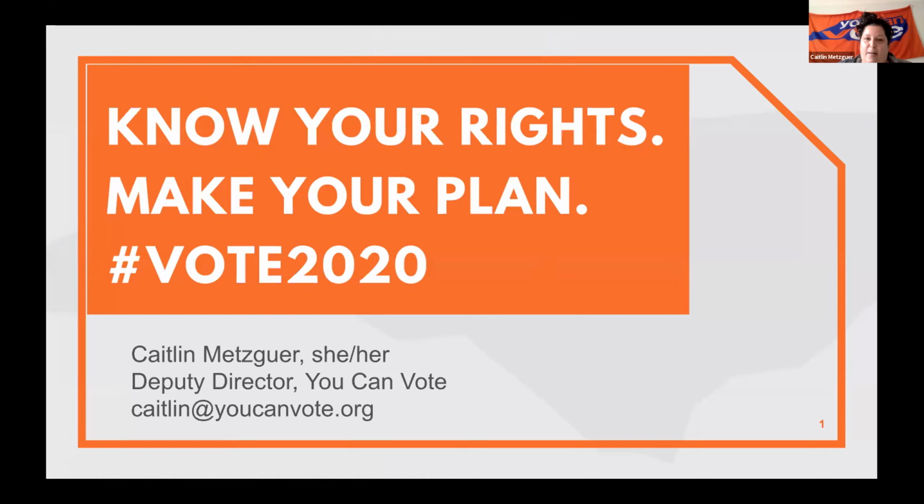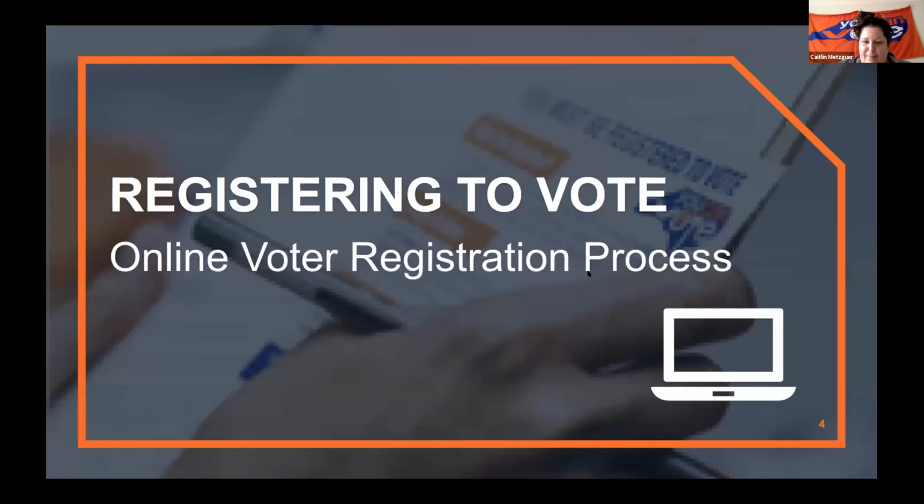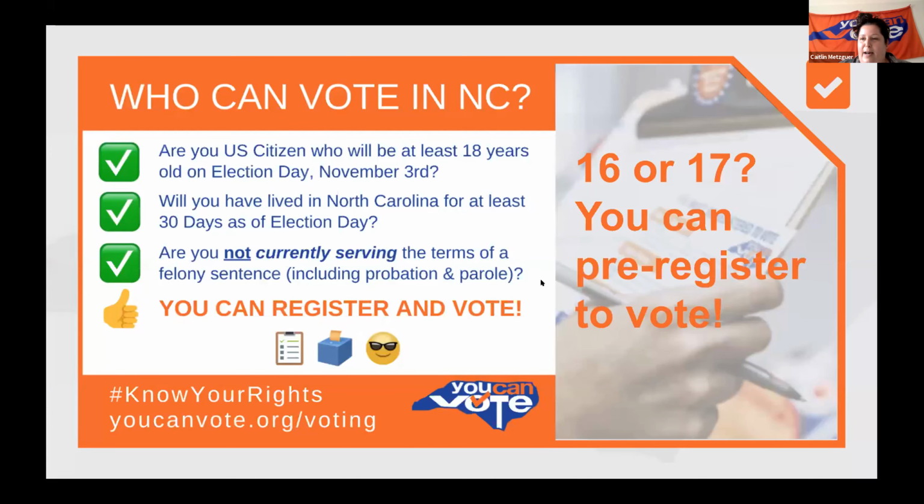But I want to take the next couple minutes to talk about the most important thing you can do, which is register to vote. So the great news is that in North Carolina, we do have partial online voter registration. And so I'm going to walk you through that and then tell you about how to do it if you don't have a DMV ID, which is okay. Very briefly, for folks who might be new to this or just need a quick reminder, in order to register, in order to vote in North Carolina, these are the requirements.